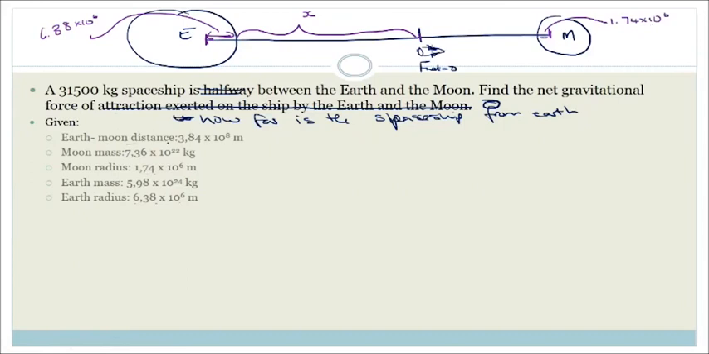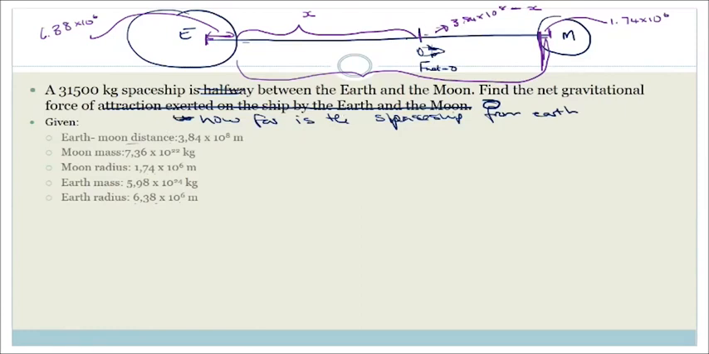It tells us that the Earth-Moon distance, this whole distance here, is 3.84 times 10 to the 8. So do you agree that this distance here is going to be 3.84 times 10 to the 8 minus x? If this bit is x, then this bit here is going to be 3.84 times 10 to the 8 minus x. Okay, do you understand?